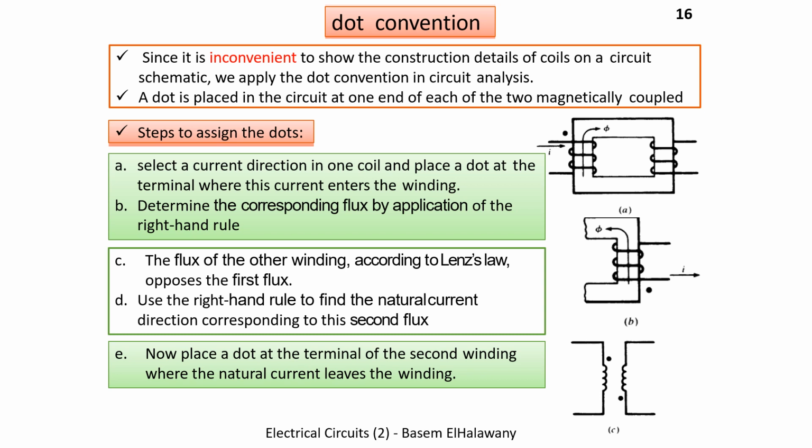Select a current direction in one coil and place a dot at the terminal where this current enters the winding, and determine the corresponding flux by application of the right-hand rule. The flux of the other winding, according to Lenz's law, opposes the first flux. Use the right-hand rule to find the natural current direction corresponding to the second flux. Now, place a dot at the terminal of the second winding where the natural current leaves the winding.